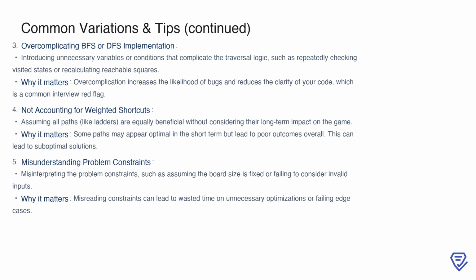Finally, misunderstanding problem constraints is a surprisingly common mistake. For example, assuming the board size is fixed or overlooking the possibility of invalid inputs can trip you up. Misreading constraints can result in wasted time or missed edge cases, so always double-check your assumptions.